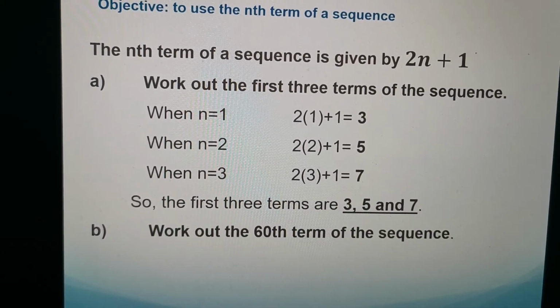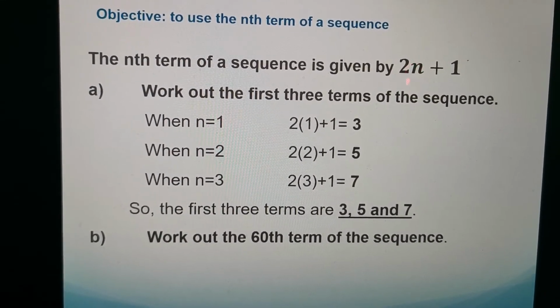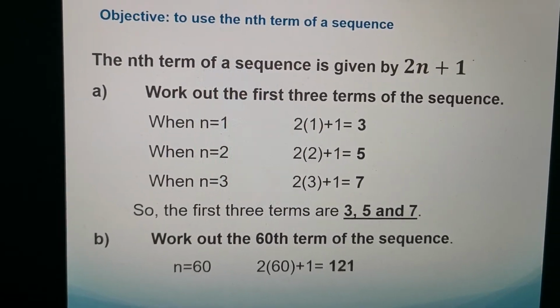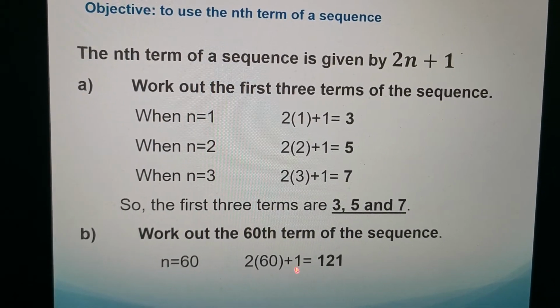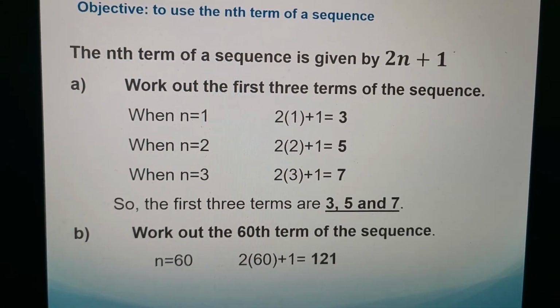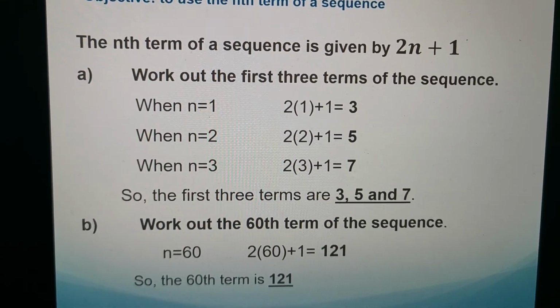Work out the 60th term of the sequence. All I have to do here is to replace the n, to substitute n by 60. And it will be 2 times 60 plus 1. 2 times 60 is 120, plus 1 is 121. So the 60th term is 121.